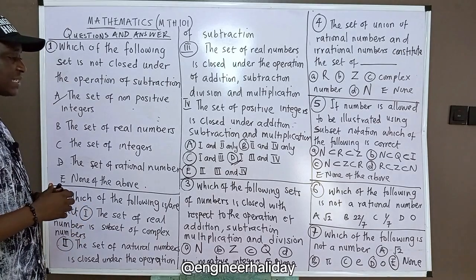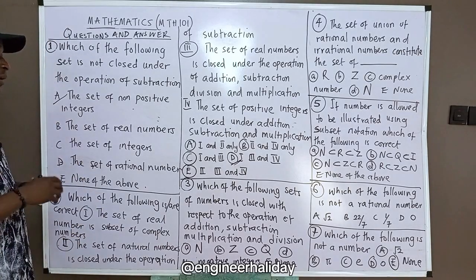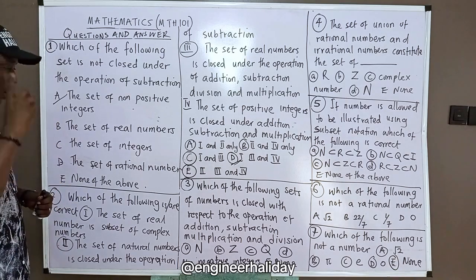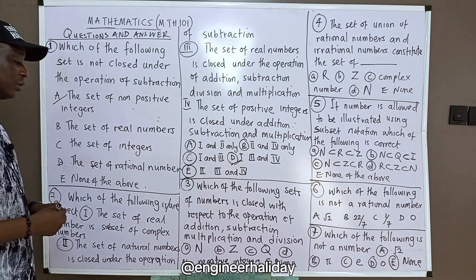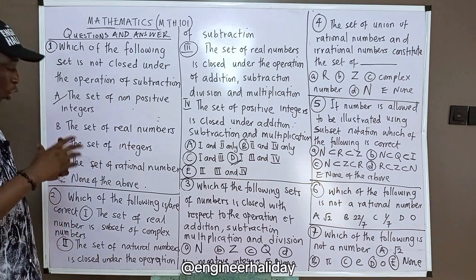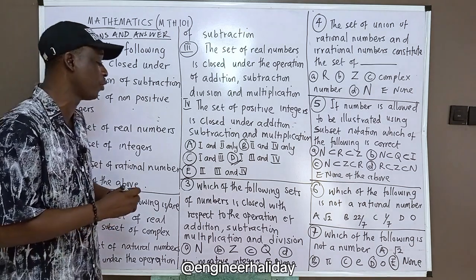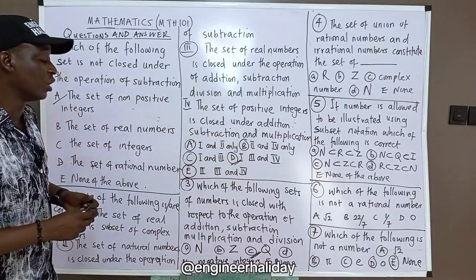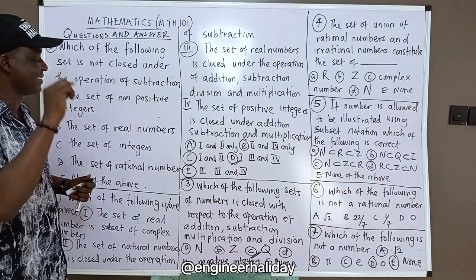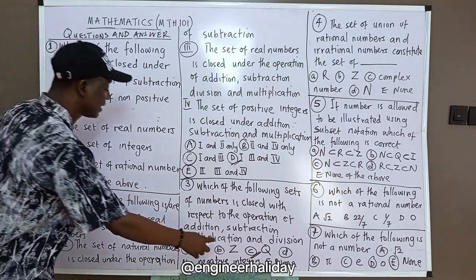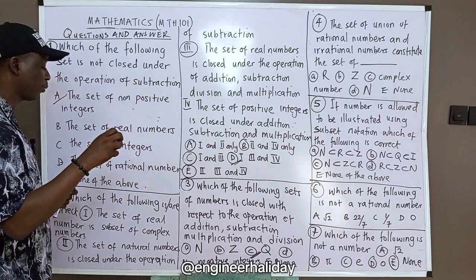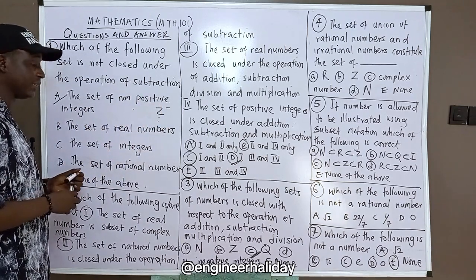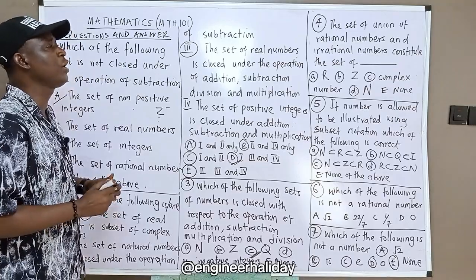Which of the following sets of numbers is closed with respect to the operation of addition, subtraction, multiplication, and division? Now, simply the answer is straightforward. I think this is real numbers or rational numbers. And the symbol for rational numbers is option C. Option C, which is what? Don't forget, Z is integers, Z plus positive integers, Z minus negative integers, and N, capital letter N, is natural numbers. We go to number 4.